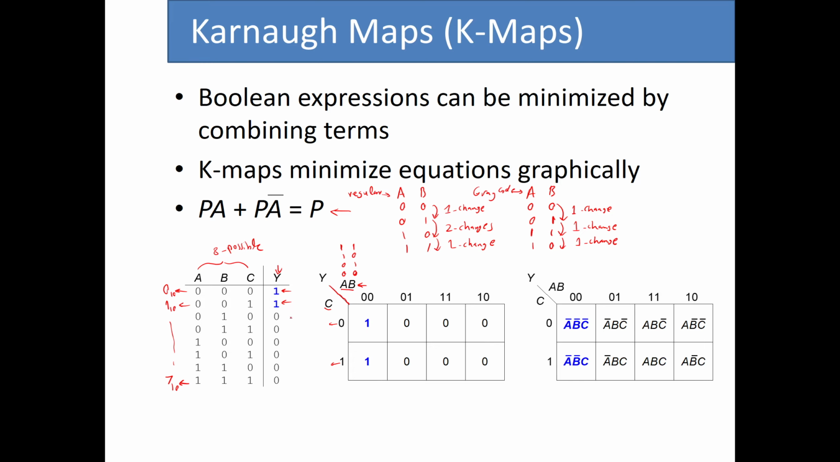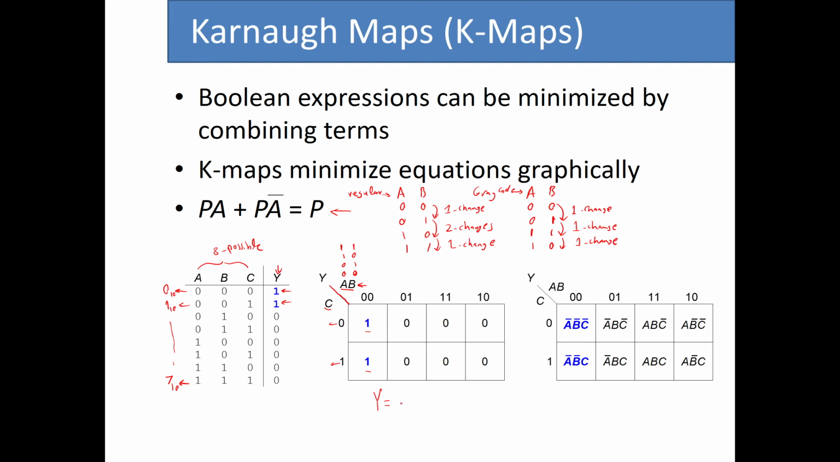Okay, so for this function, we have y to be 1 only for these two rows. So when a, b, and c are all 0, so this one, or when a is 0, b is 0, and c is 1, this one. So if we write down the associated min term for all the cells of the Karnaugh map, what we can do is that we can just simply use the SOP approach, sum of product approach, to come up with the Boolean equation for this function.